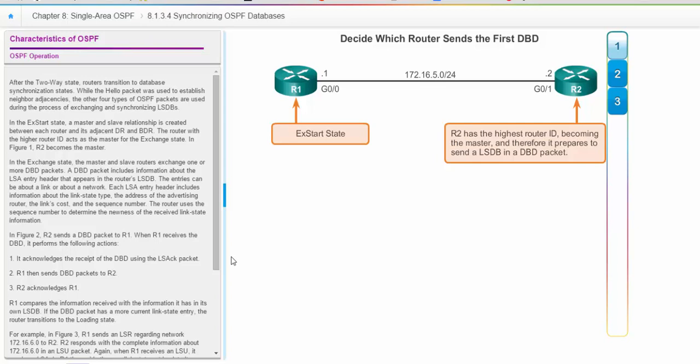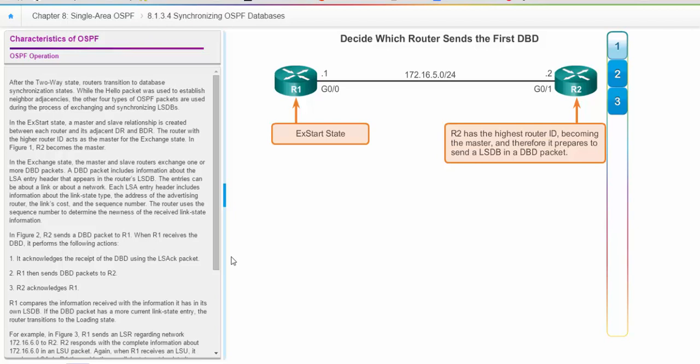DBD. After the two-way state, routers transition to the database synchronization state, and while the hello packet was used to establish neighbor adjacencies, the other four types of OSPF packets are used during the process of exchanging and synchronizing the LSDBs. In the ExStart state, a master and slave relationship is created between each router and its adjacent designated router and backup designated router. The router with the higher router ID acts as the master for the exchange state.